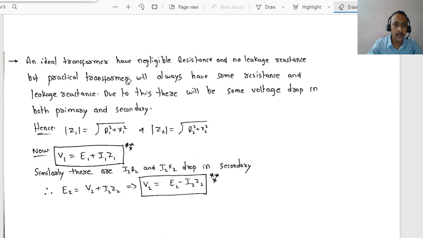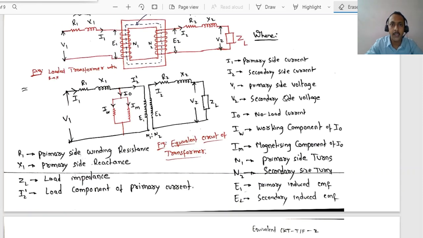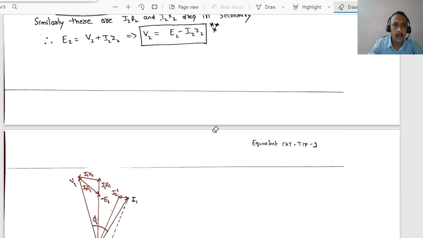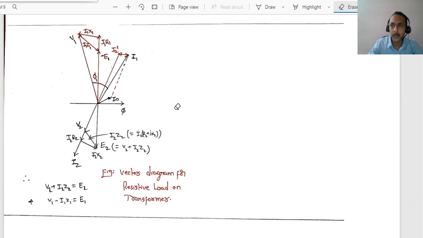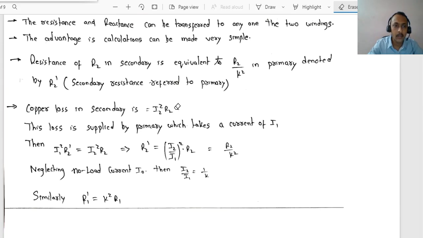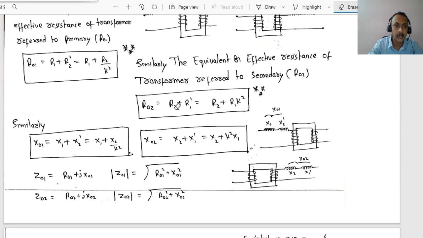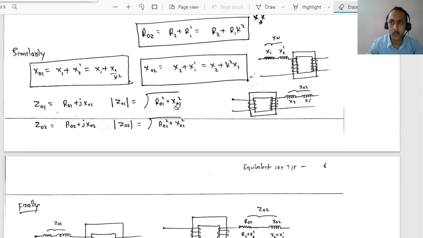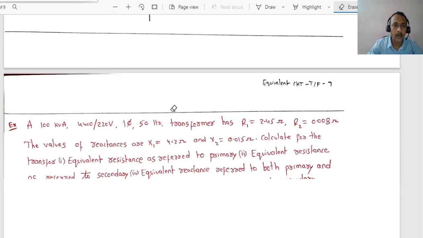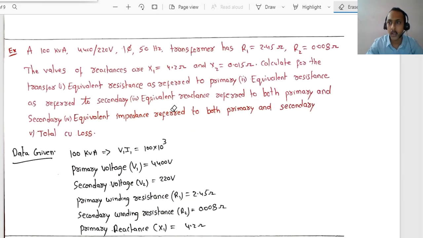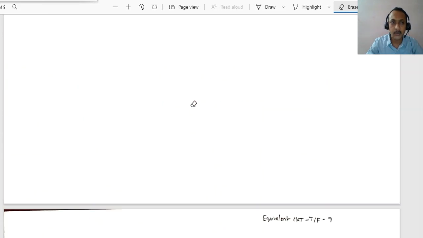right? And its main important terminology, all the terminology, circuit diagram, voltage, current directions, induced EMF, number of turns, all this important terminology, and how to draw its vector diagram, this phasor diagram, for this equivalent circuit, and also we will represent how to find out the impedances, resistance and reactance with respect to the primary or secondary. And finally we will discuss the summary, and also we will do one example where we will understand all its basics.